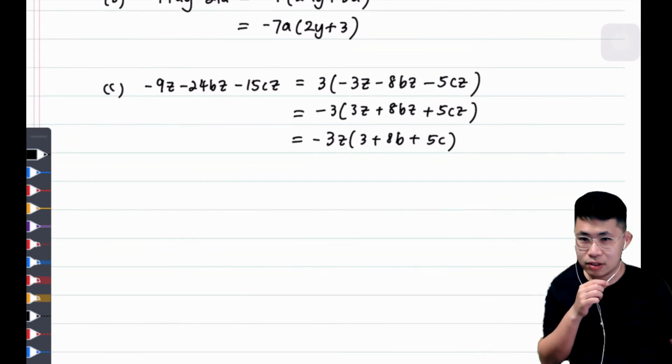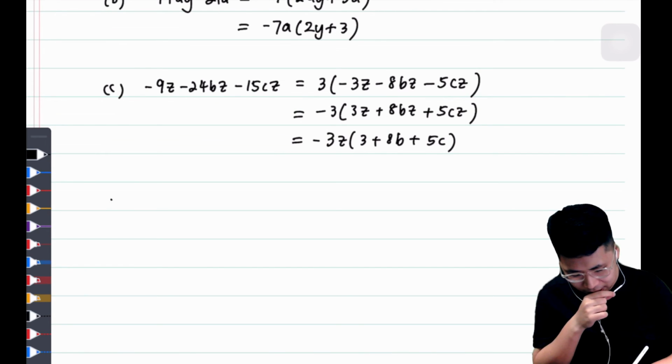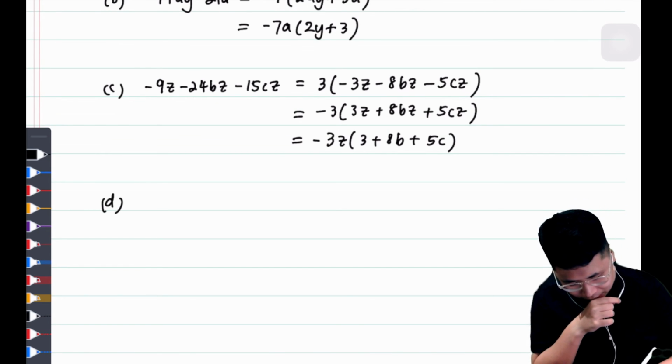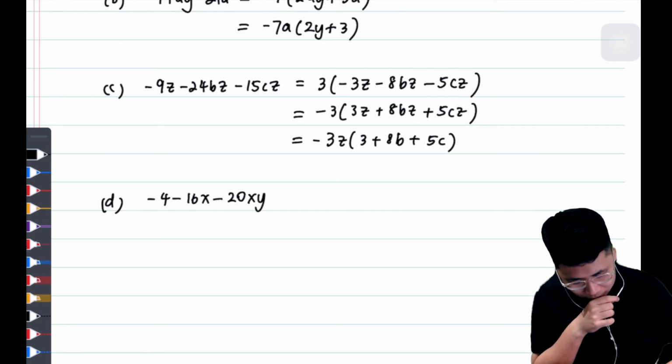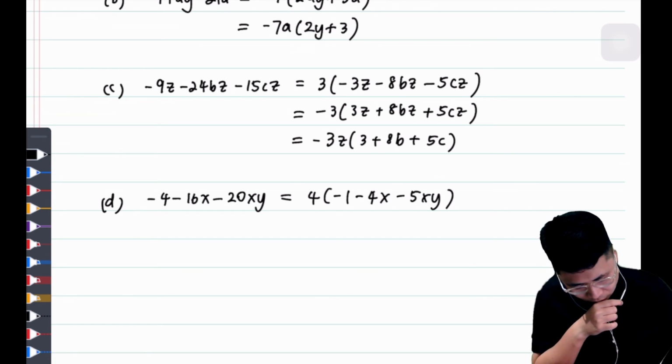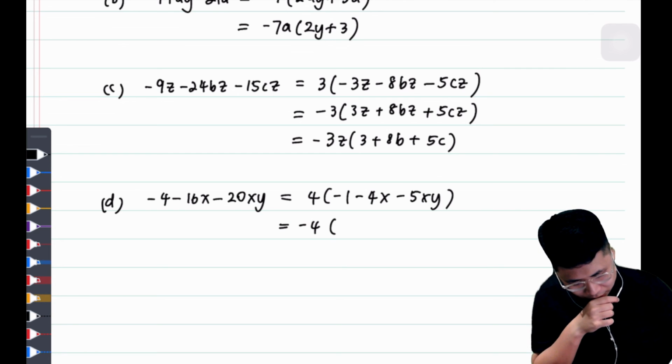Alright, if you can see it straight, factorize faster. Last part, part D, we have negative 4 minus 16x minus 20xy. So let's bring the 4 out. So we have a negative 1 minus 4x minus 5xy. We can bring our negative out. So we have a negative 4. Right? It will be a positive 1 plus 4x plus 5xy.